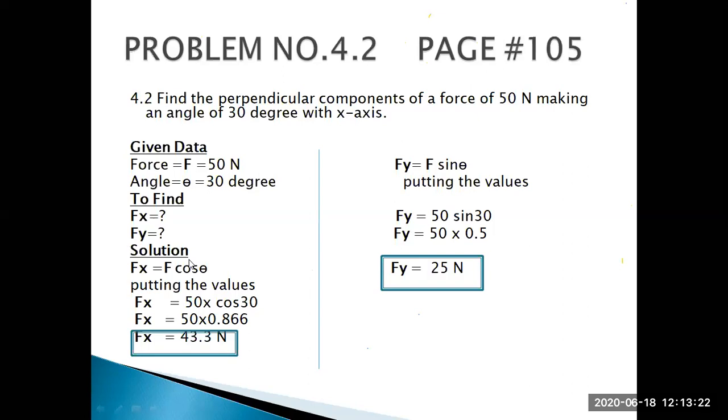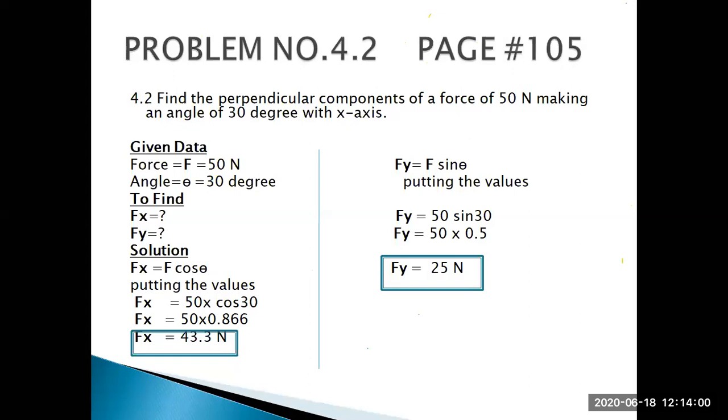If you open the book page number 88, you will find this formula under article 4.3, equations 4.3 and 4.4, where Fx is equal to F cos theta and Fy is equal to F sin theta. These two formulas to find the x component and the y component of the force are available on page number 88 of your 9th class textbook.